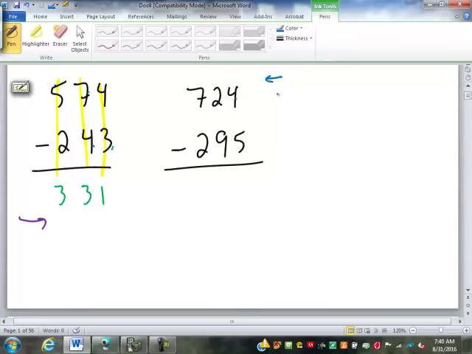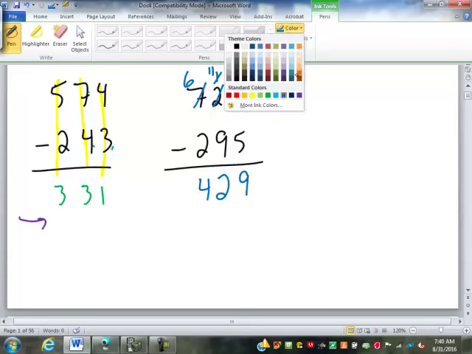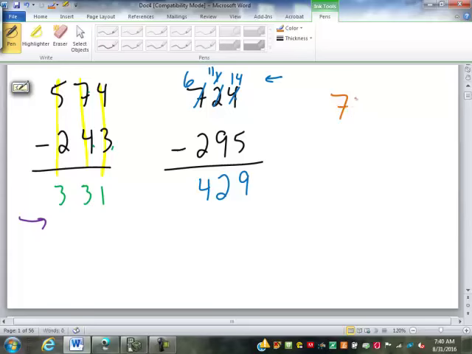4 minus 5 can't be done. So what do we have to do? We borrow from the 2. That's a 1. This is now 14. Now, a lot of you probably just put the 1 in front of the 4. That's fine. I'm just being technical, crossing it out and rewriting the 14. 14 minus 5 is 9. 1 minus 9 can't be done, so we cross this out. This is 6, and this is now 11. 11 minus 9 is 2, and 6 minus 2 is 4. So you have 429.